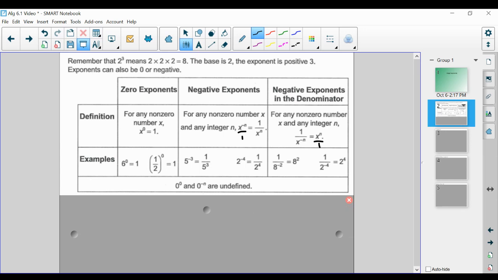0 to the 0th and 0 to the negative nth are what we call undefined. We are going to be talking about that a little bit more later in class.